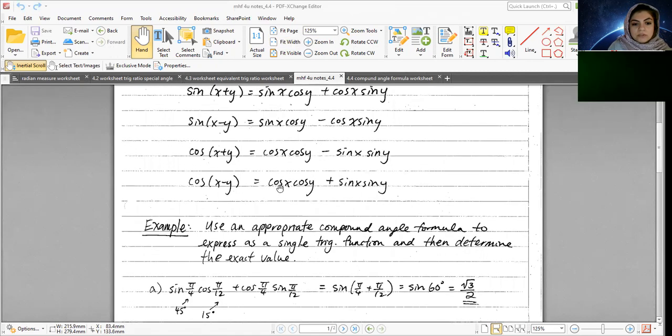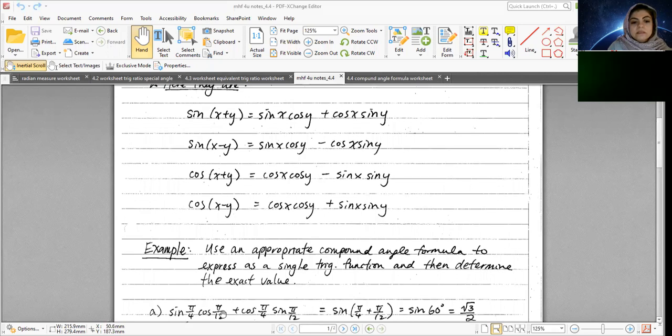I'm going to make it smaller for you to see. See, this one is related to the first one. See, sine, cosine, cosine, sine, and between them is positive here. So it's related to the first one. So the first angle is pi over 4. The second angle is pi over 12. So this side is given.